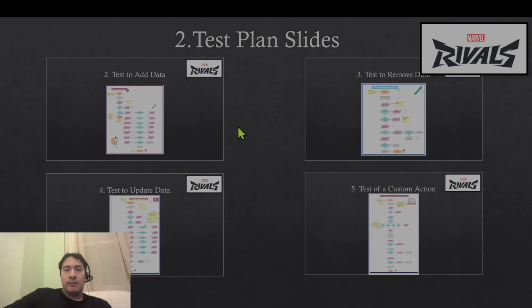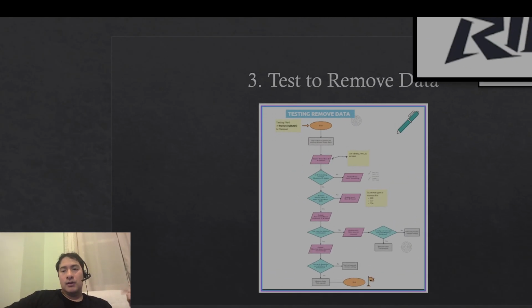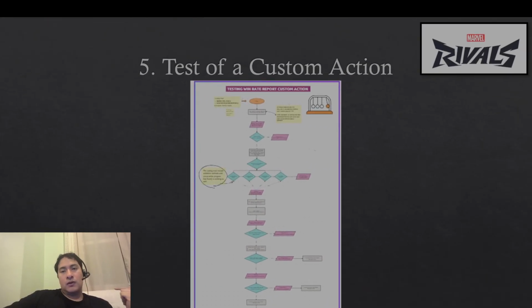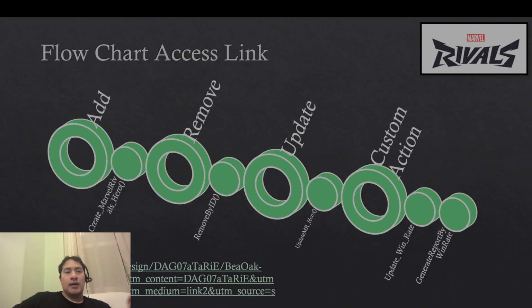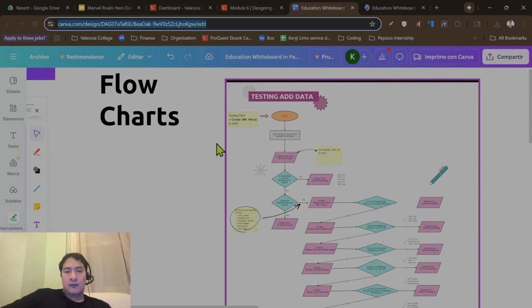So these are the test plan slides, but I will go really briefly here because I'm going to open them individually. This is the test to add plan, test to remove data, test to update data, test of a custom action, and the flowchart access link is this one. So I'm going to access it right now, which I think I already have open. So let's start with the flowcharts.